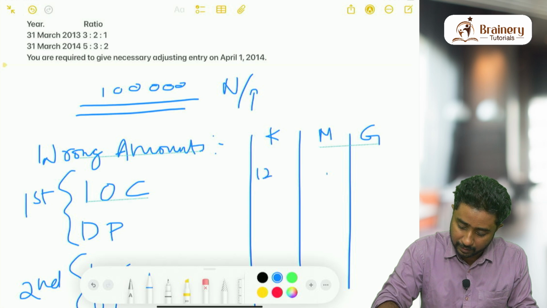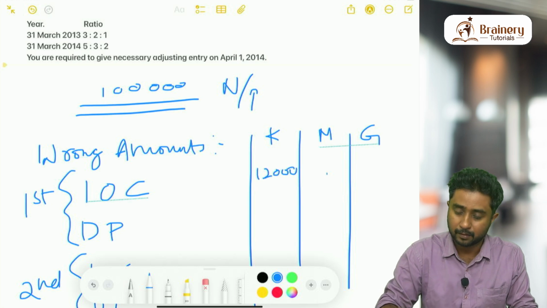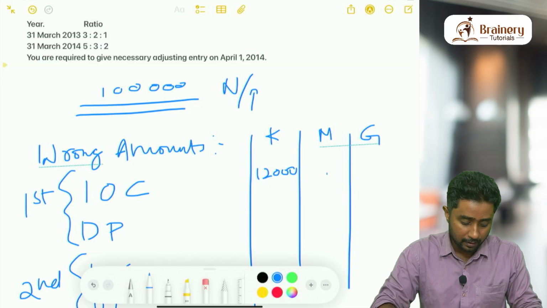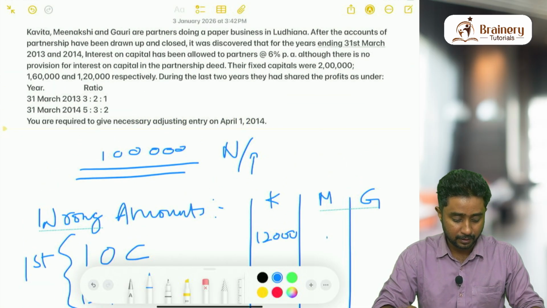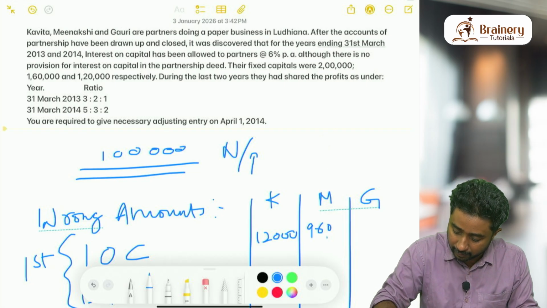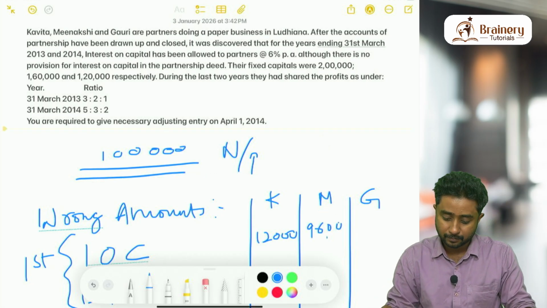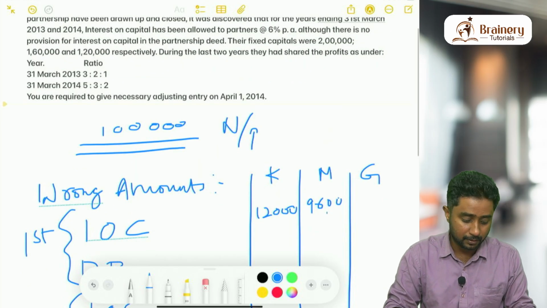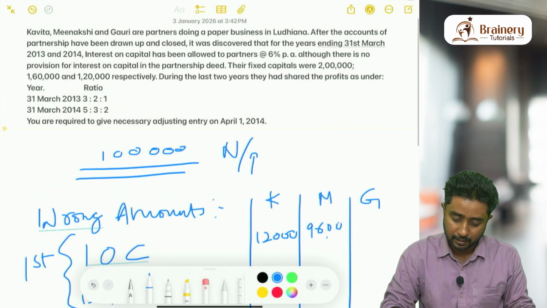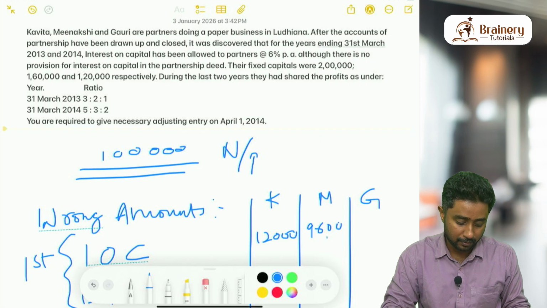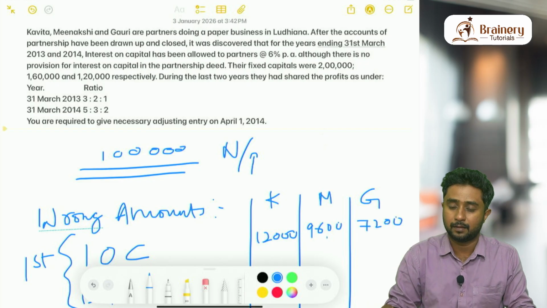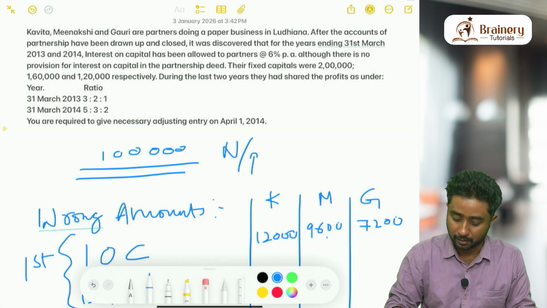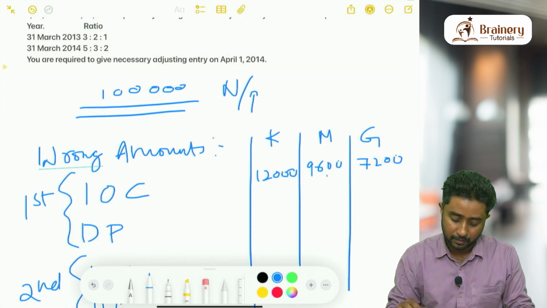for K it is 12,000. Second person it was 1 lakh 60. So 1 lakh 60 at 6% will give us 9,600. Next, when it comes to the third person, we will be getting the interest on capital as 1,20,000 into 6%, that is 7,200. Now coming to the next one, divisible profit.